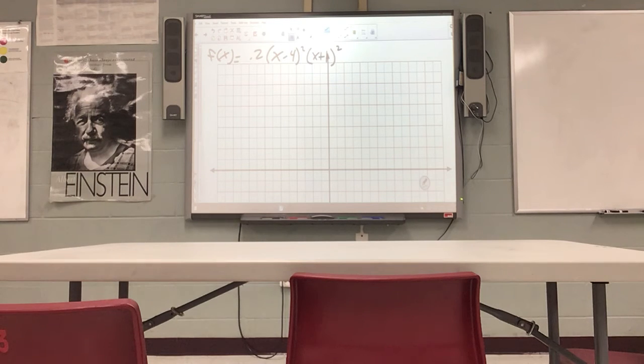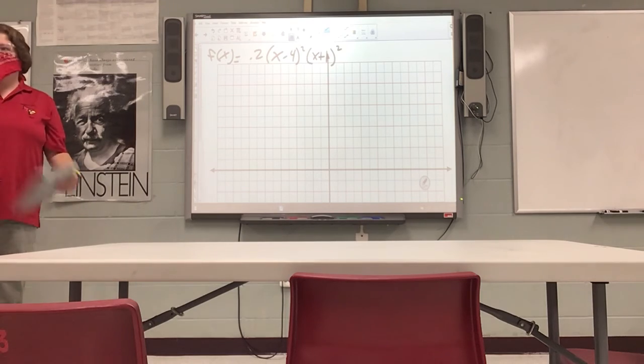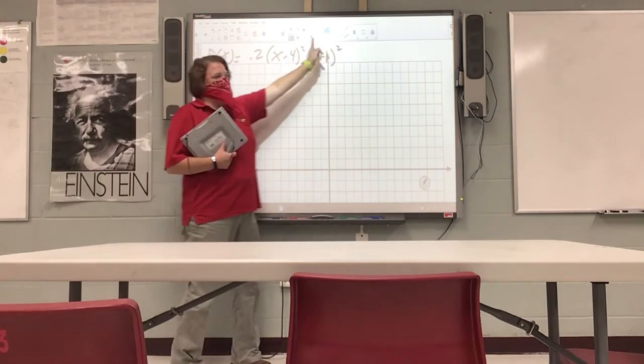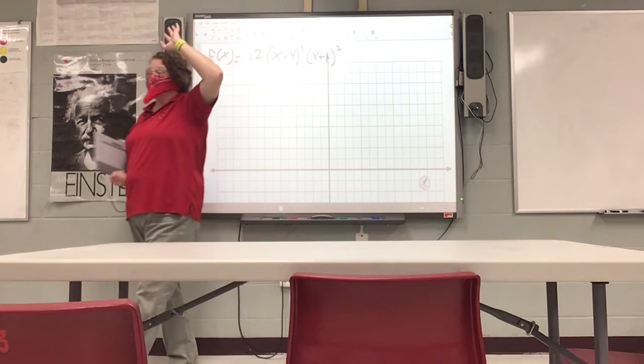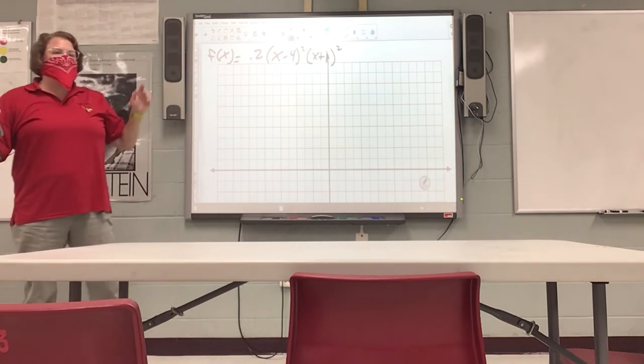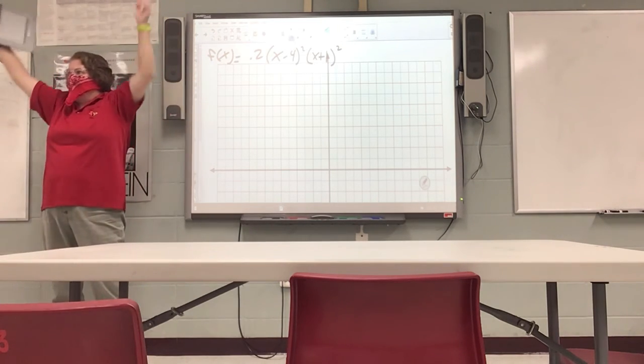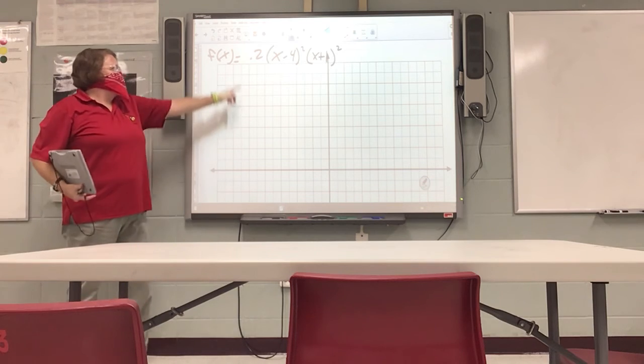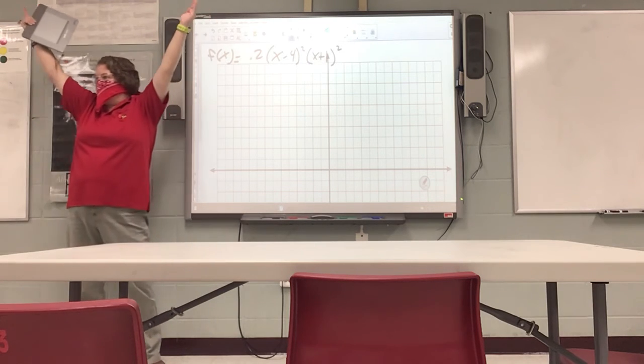If we multiplied it all out, what would our highest power be? 4. 4, very good, because we get a squared here, and a squared here, and a square times a square makes a 4. So that means the ends are gonna go the same direction. If my a is positive, they're both gonna point up. If my a is negative, they're both gonna point down. We have a positive 0.2, so they're both gonna point up.